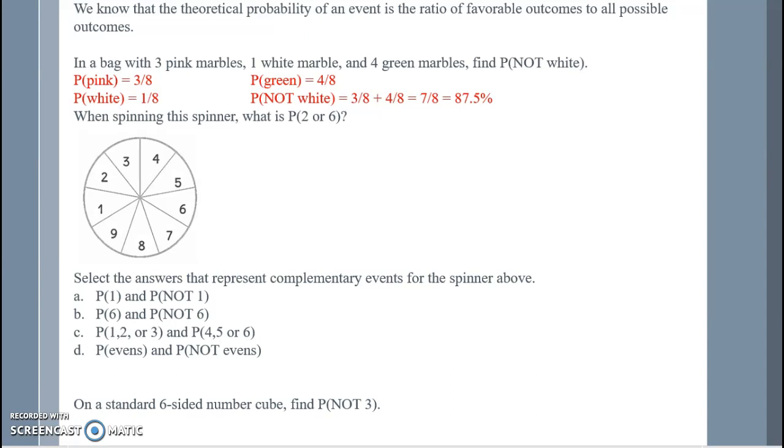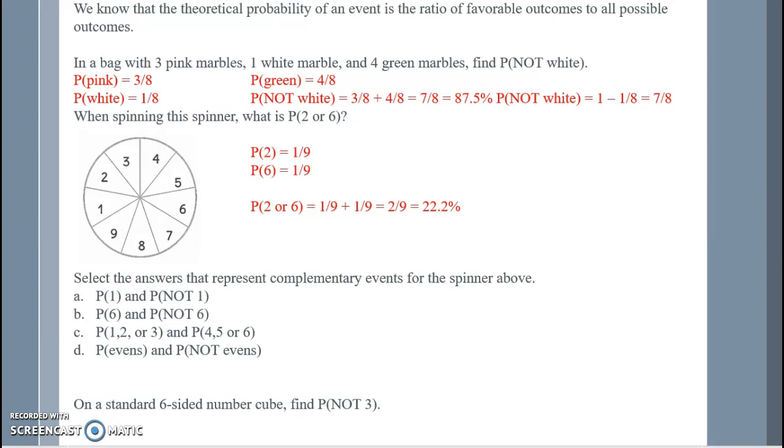When spinning this spinner, what is the probability of getting a 2 or a 6? The probability of 2 is 1 out of 9. The probability of getting a 6 is 1 out of 9. So the probability of 2 or 6 is 1/9 plus 1/9 equals 2/9, or 22.2%.